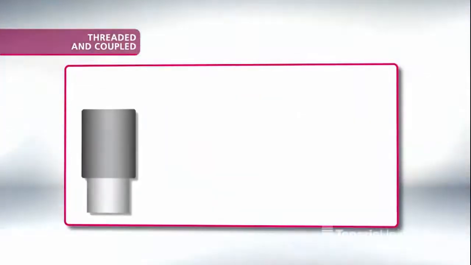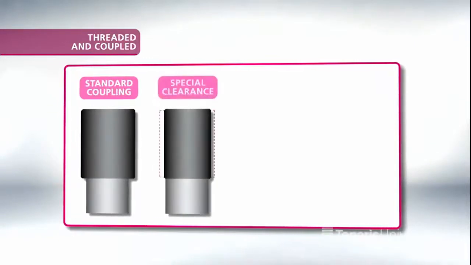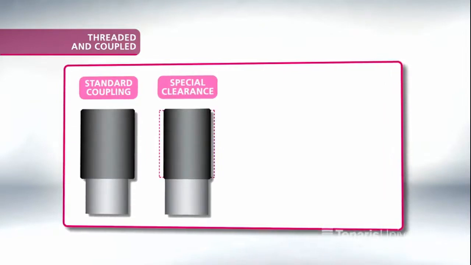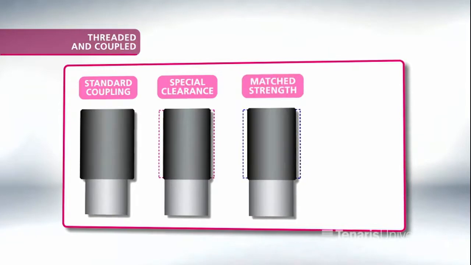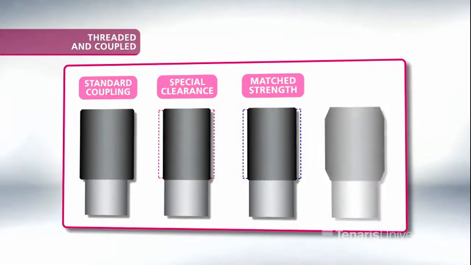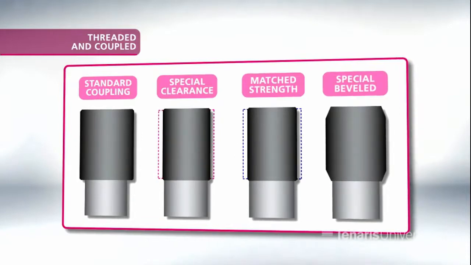In addition, threaded and coupled connections are available in different types, such as the standard coupling, which has the OD specified by the manufacturer; special clearance, which has a reduced OD with higher clearance in the well, but resulting in a reduced tension efficiency; match strength, which has a reduced OD, keeping the same tension resistance as the pipe body; and finally, the special bevel coupling, where the faces have been chamfered to be used in dual completions or horizontal wells to minimize drag forces.